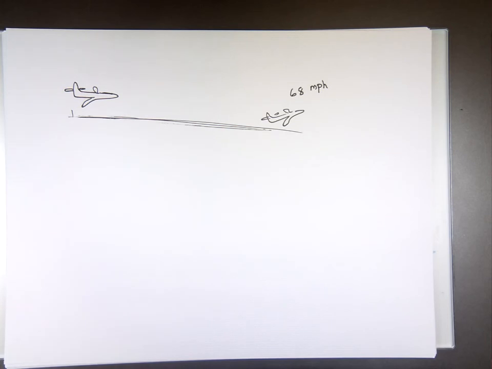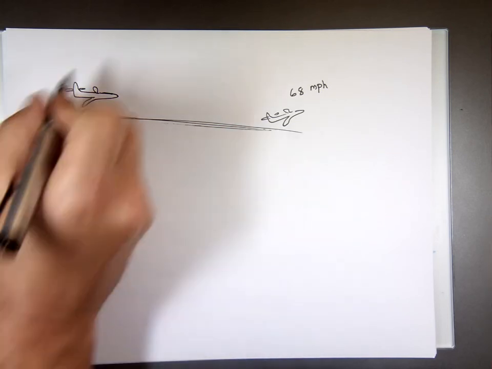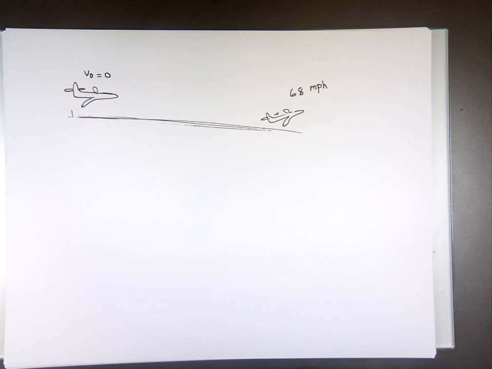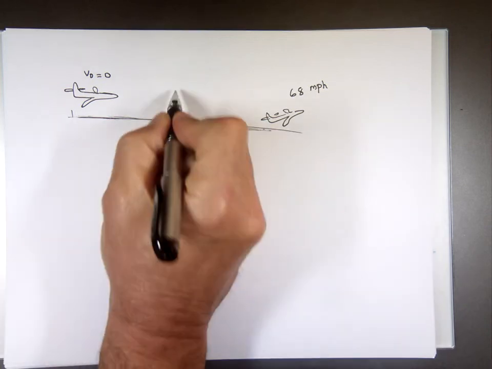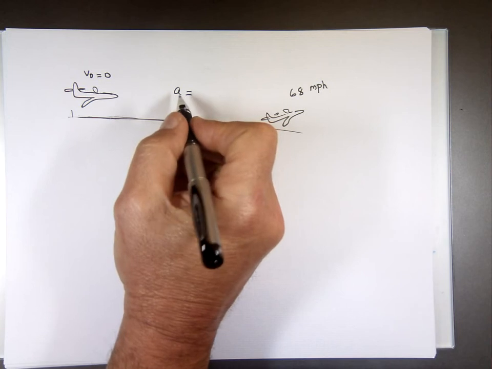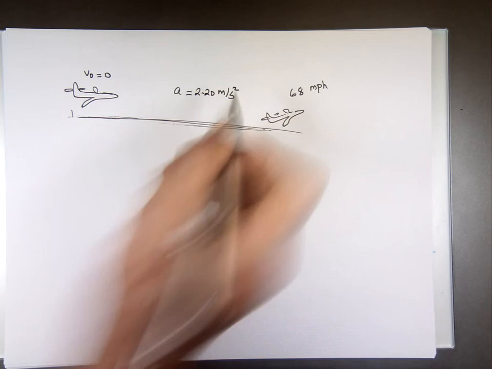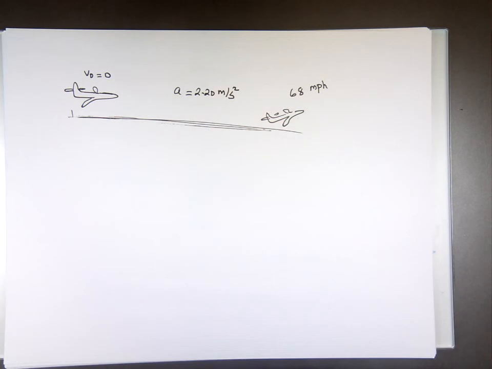Initially, I'm sitting here. My initial speed is what? At rest? 0. This plane has an acceleration of roughly, the one I fly, 2.20 meters per second squared. By the way, that's the acceleration for a 747, just in case you're wondering. I just used that number. I don't know what the little one has. So the 747 has an acceleration of 2.2 meters per second squared. What is the minimum distance I need for takeoff?